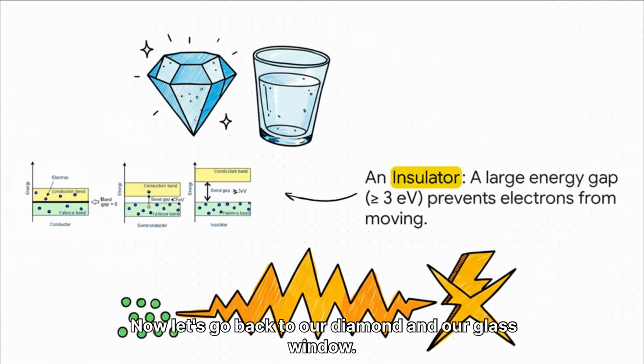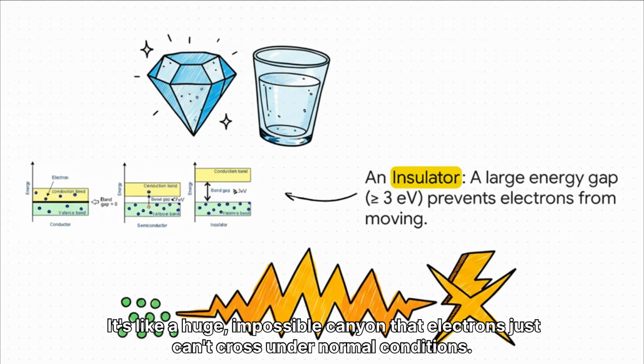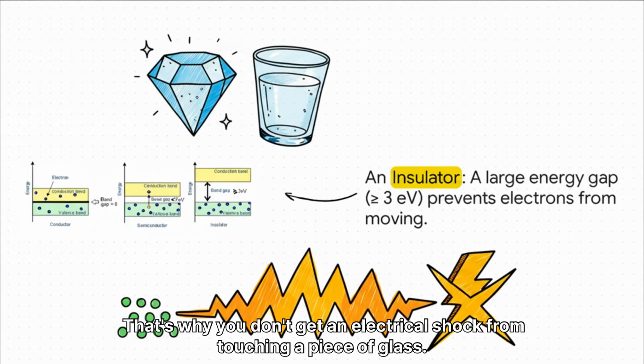Now let's go back to our diamond and our glass window. They're insulators. And here's why. The energy gap is massive. It's like a huge, impossible canyon that electrons just can't cross under normal conditions. They are completely stuck in the valence band with nowhere to go, so no current can flow. That's why you don't get an electrical shock from touching a piece of glass.